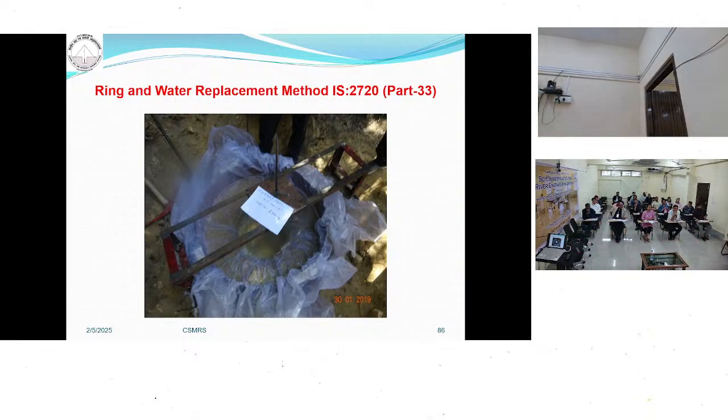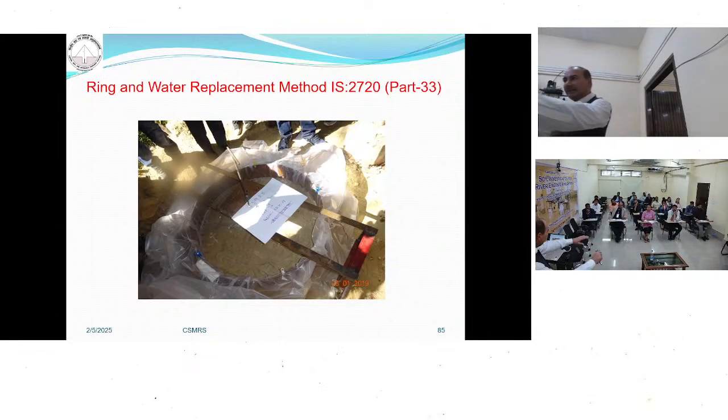Okay, come to my previous picture. First, make a level ground. Put the ring there and spread a polythene over there. Now put this bench and mark this location on the ground.